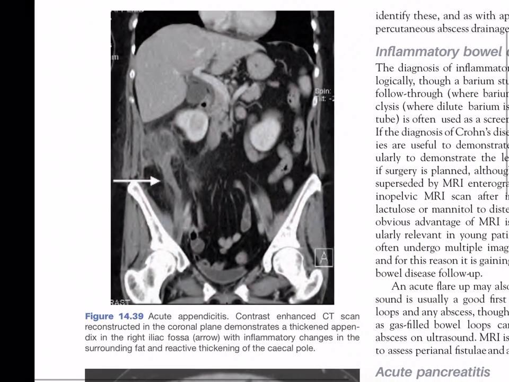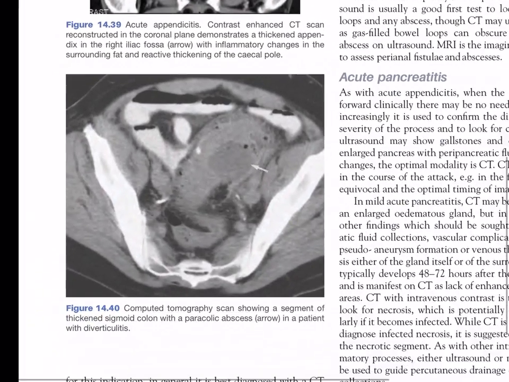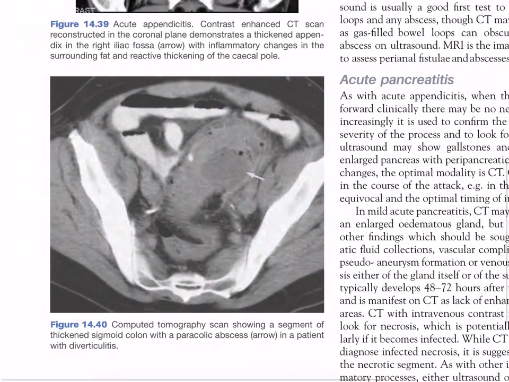This is figure 14.39. Acute appendicitis. Contrast enhanced CT scan reconstructed in the coronal plane demonstrates a thickened appendix in the right iliac fossa, arrow is shown, with inflammatory changes in the surrounding fat and reactive thickening of the cecal pole. This is figure 14.40. Computed tomographic scan showing a segment of thickened sigmoid colon with a paracolic abscess, arrow is shown, in a patient with diverticulitis.